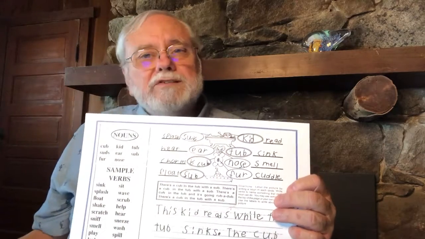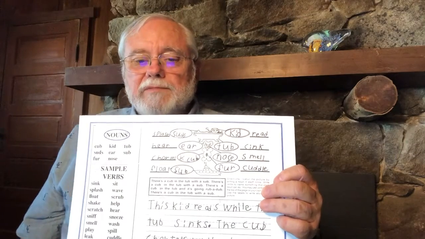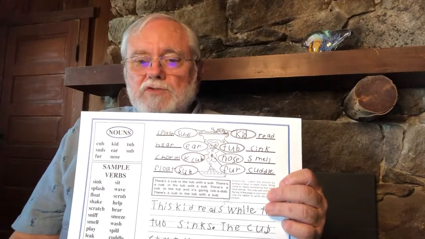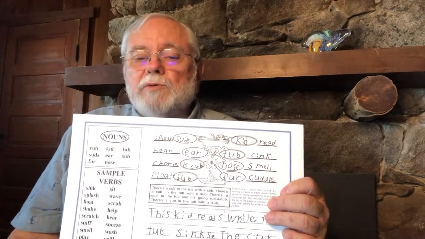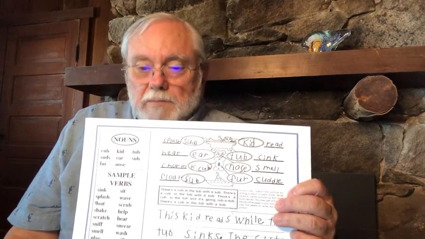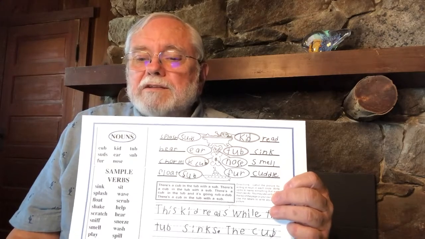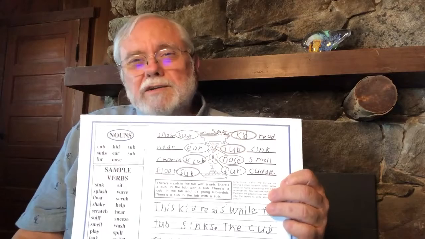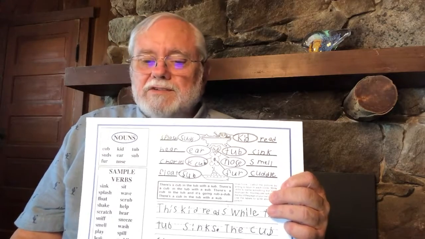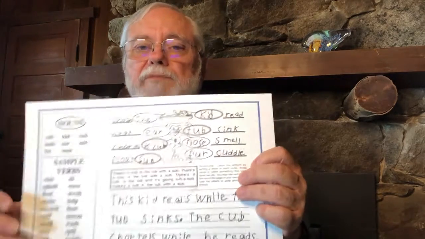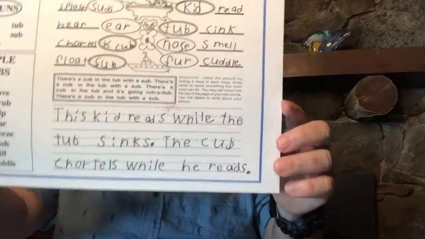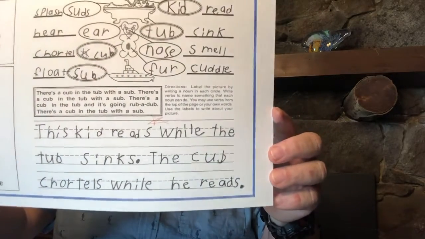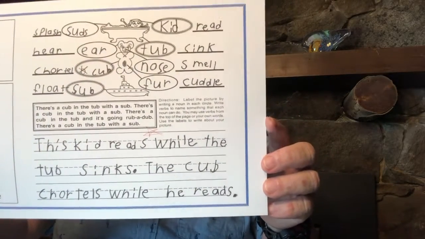But chortle was in the book If You're Happy and You Know It. So she's remembered that word, and she likes the word chortle. The sub can float, the kid can read, the tub can sink, the nose can smell, the fur can cuddle. So does she know how to use the word chortle? Look down at the sentence at the bottom of her page, and she writes, the kid reads while the tub sinks. The cub chortles while he reads.